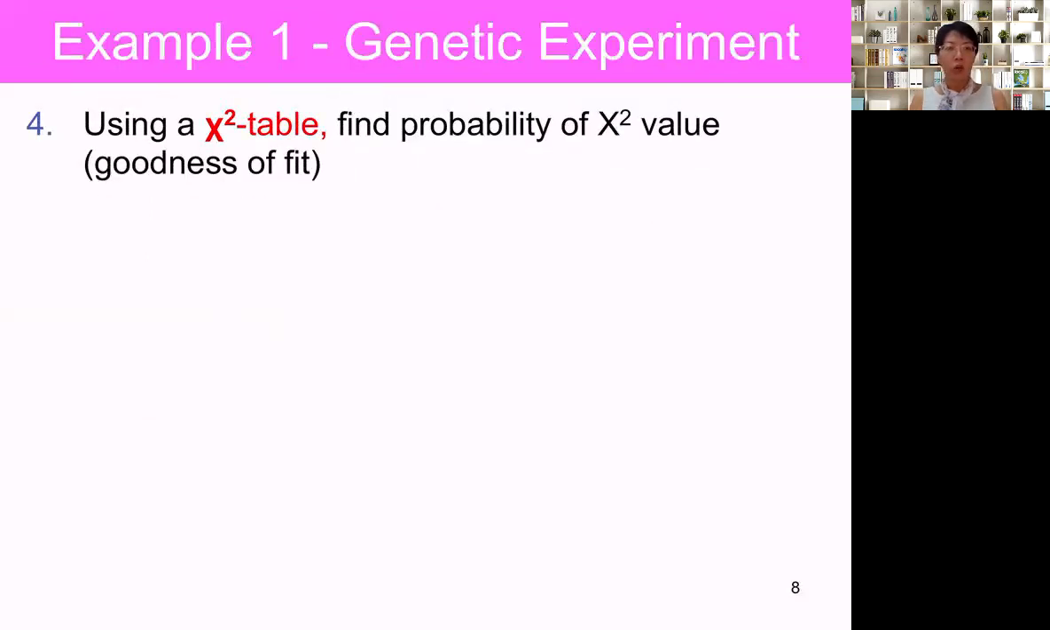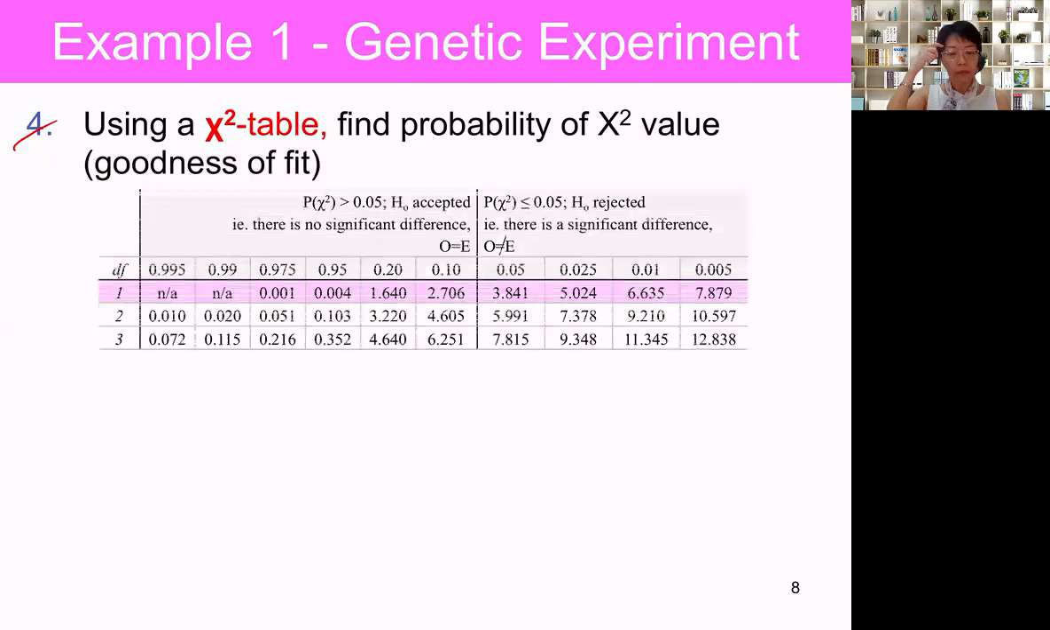So the next step, after you calculate the chi-square value and the degrees of freedom, now you can go to the chi-square table to find the probability of the chi-square value. What is the probability of this chi-square value? So this is a table of distribution of chi-square, and this table actually represents the graph that I've shown to you just now. Remember the graph?